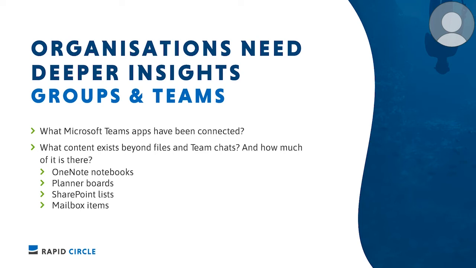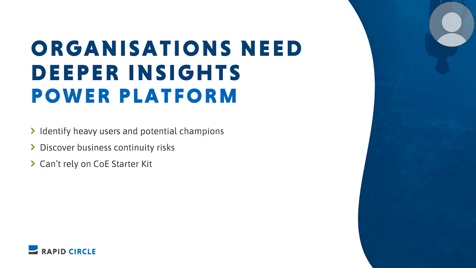From a groups and teams perspective, what apps have been connected, as I mentioned before, but also what notebooks exist in that group or team, what planner boards exist in there, what SharePoint lists have been created that people may have also connected workflows to, and also what mailbox items exist in the group mailbox that is connected to it. Again, things that are not easily reportable on, or quite difficult to find, and makes it a bit of a challenge to know, can I delete this group, because what gets deleted with it?